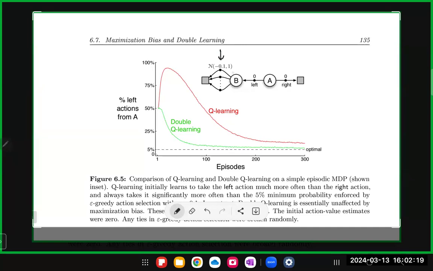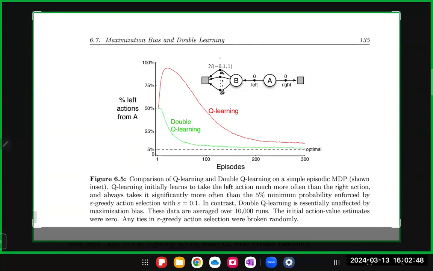So whenever you are in some state B and you are trying to update the value, you have a lot of actions here, right? So if you do that maths over a Q of s comma a kind of an update when you are in the state B, this maximization bias will kick in, which will try to overestimate this left reward.